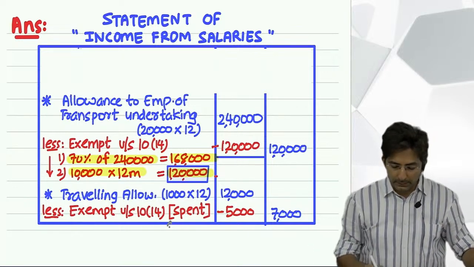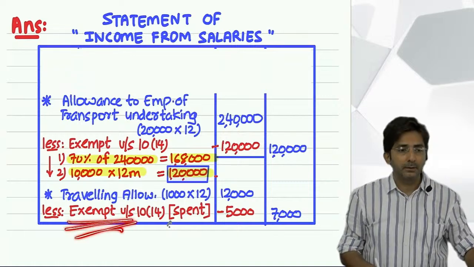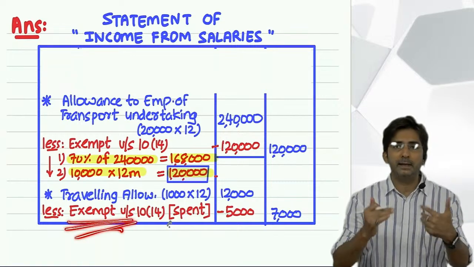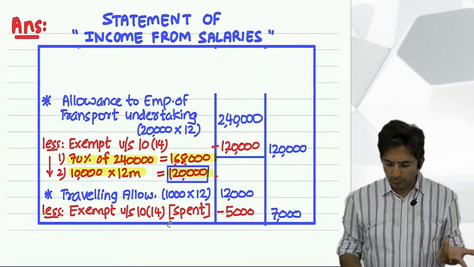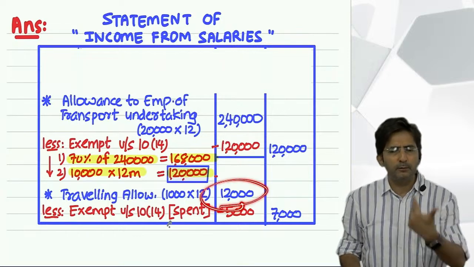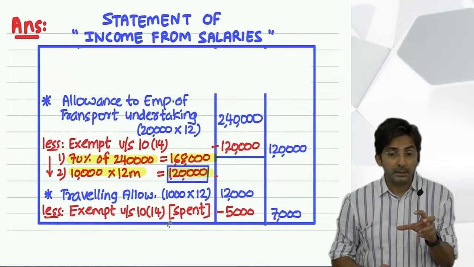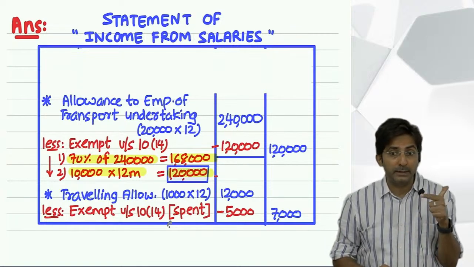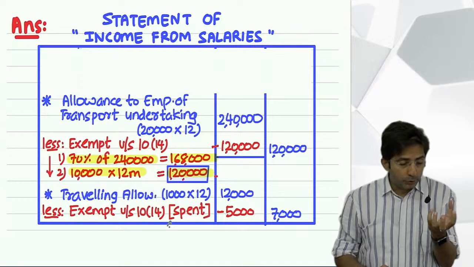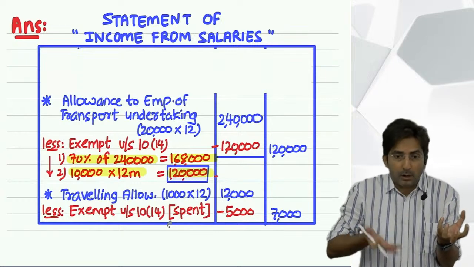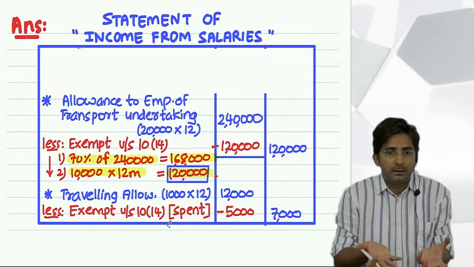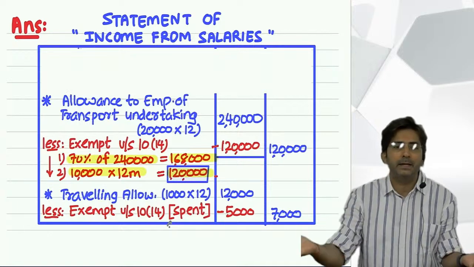See, this is not a deduction. This is an exemption. It means that of your income, the government can at the most exempt fully. You receive 12,000, so it will be fully exempt. You cannot create a loss. Loss comes where, like in income from other sources, you spent more amount to generate the income. Then you create a loss. But a salaried person will never make a loss.